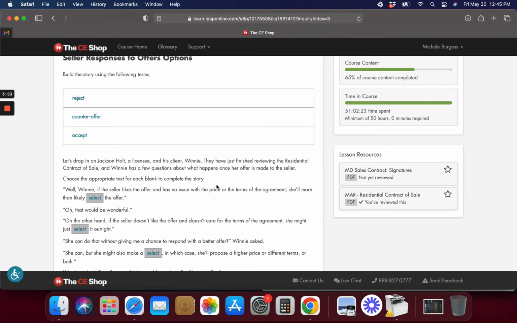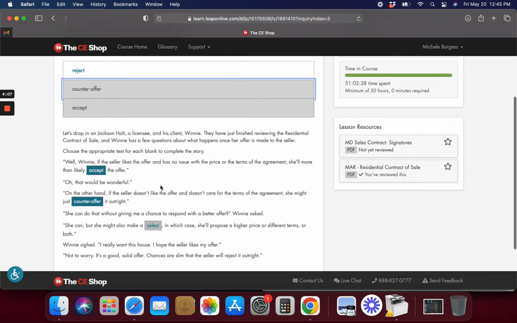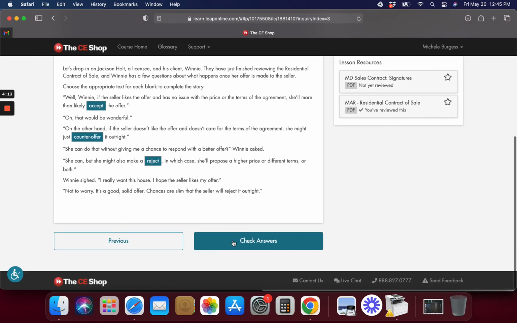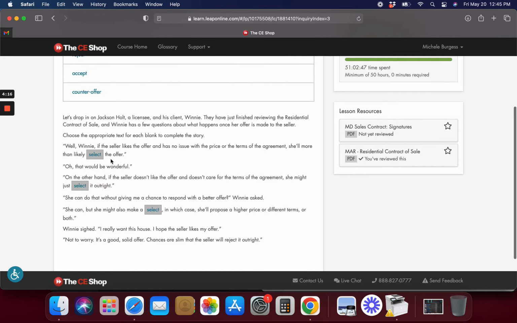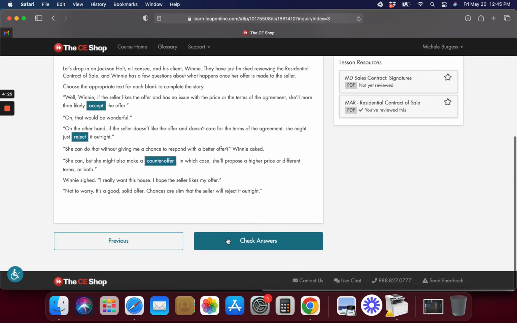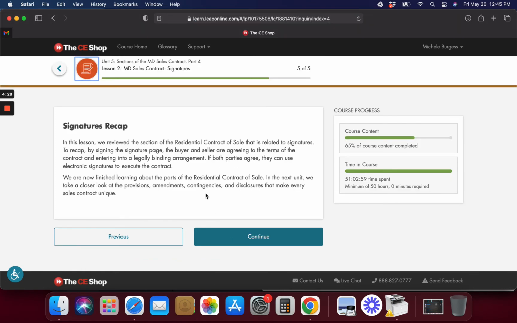Seller responds to offer conditions. Okay, let's build this story. If the seller likes the offer and has no issues with the price or the terms of the agreement, she'll more than likely accept the offer. On the other hand, if the seller doesn't like the offer, she might just counteroffer. Okay, never mind. We're going to go back through this again. She may accept it. She may reject it if she doesn't like the terms, and she may counteroffer if she wants a higher price. Signatures recap. If both parties agree, that becomes a legally binding arrangement.